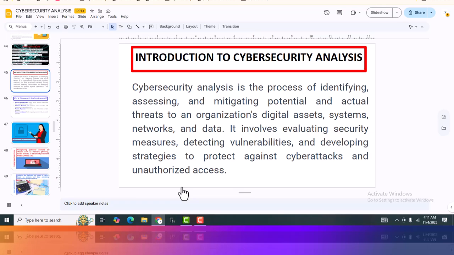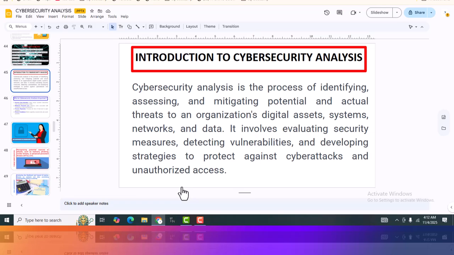So today we want to look at cybersecurity analysis. Cybersecurity has two aspects: defensive cybersecurity and offensive cybersecurity. And cybersecurity analysis falls into the defensive part of cybersecurity. For us to understand the defensive part of cybersecurity analysis, we must understand different aspects of analysis.